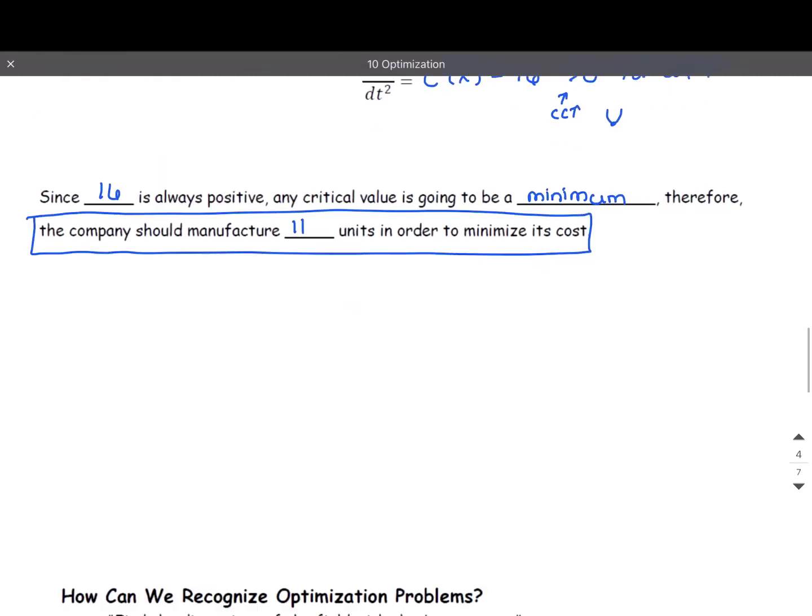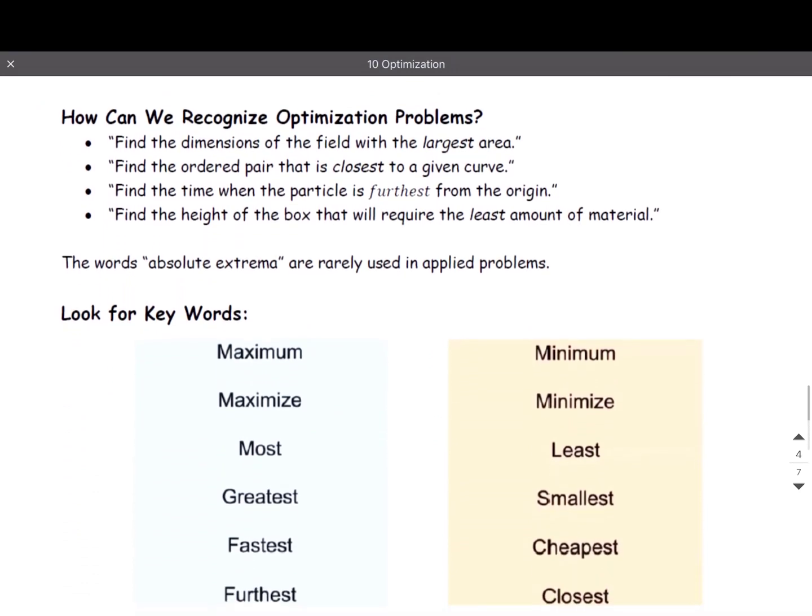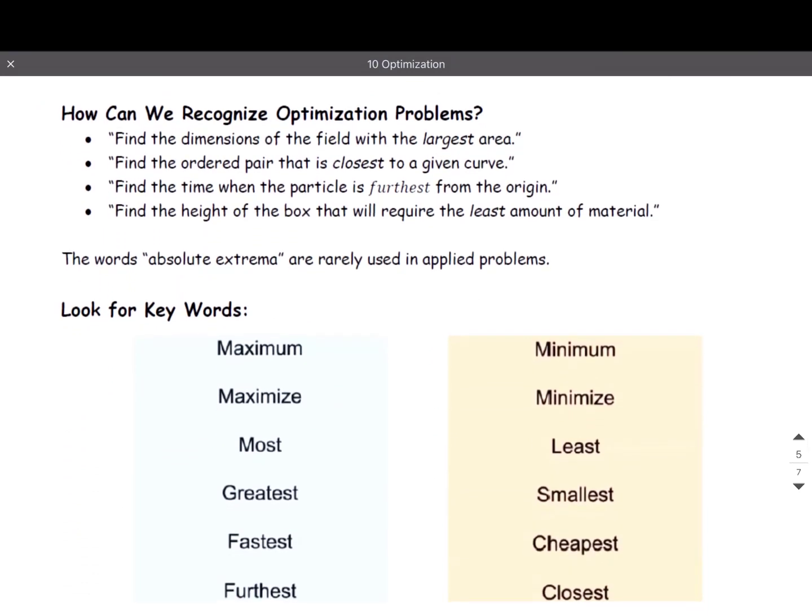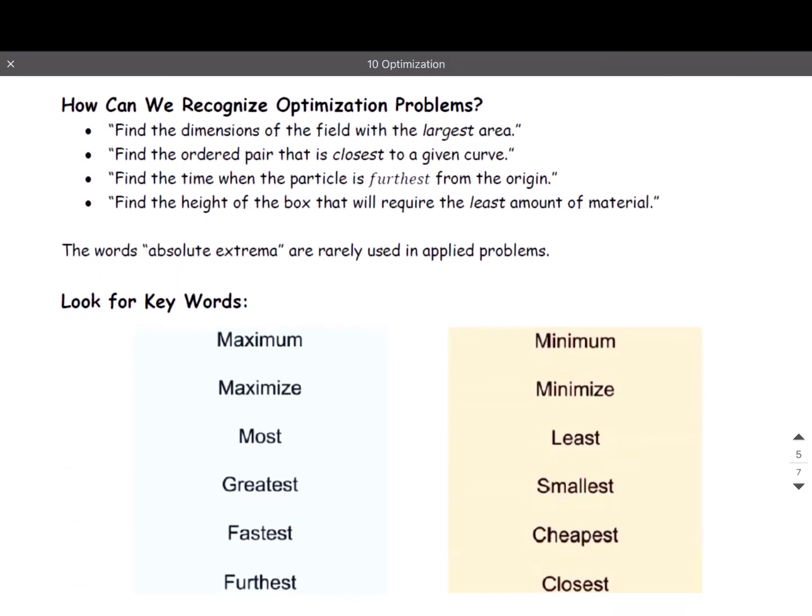Nice job. Now I know I walked us through that the way it was set up, so how can we recognize an optimization problem? First, it's going to be something like: find the dimensions of the field with the largest area, find the ordered pair that is closest to a given curve, find the time when the particle is furthest from the origin, find the height of the box that will require the least amount of material.